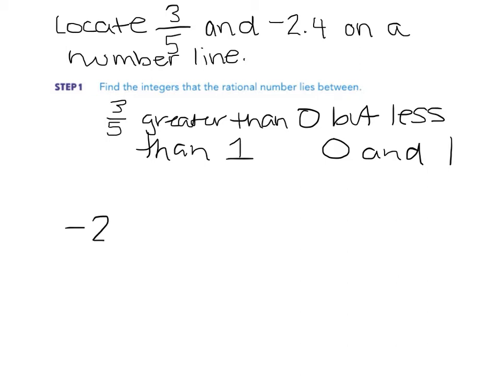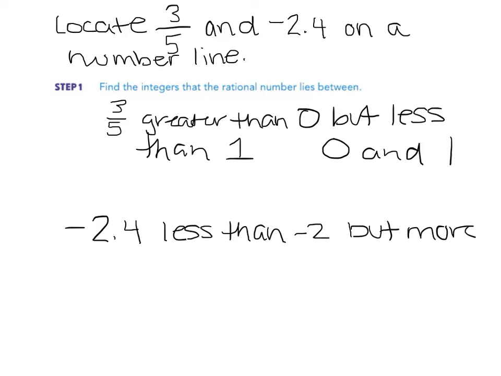Looking at negative 2.4. Negative 2.4 we know is less than 0. And I know that it is even less than negative 2. Let me clarify. Less than negative 2, but it's not quite all the way down to negative 3. So it's more than a negative 3. So it's going to be between a negative 2 and a negative 3. So let's look at the next step.